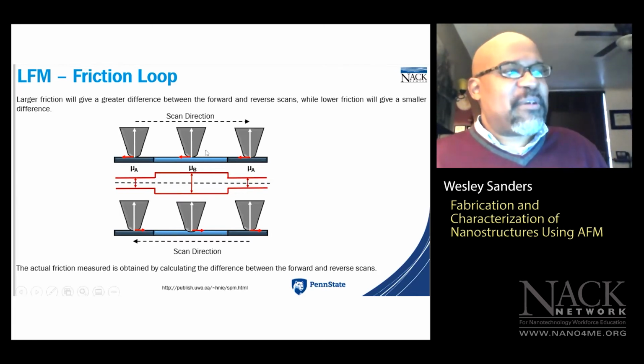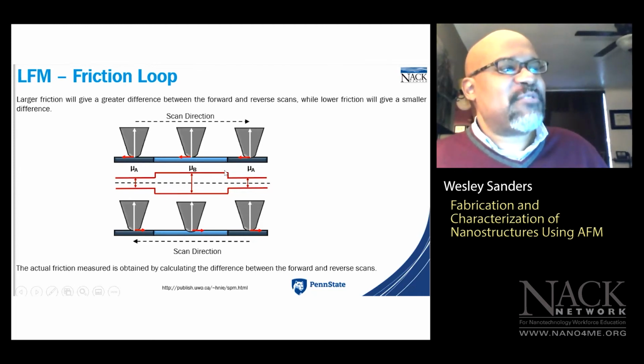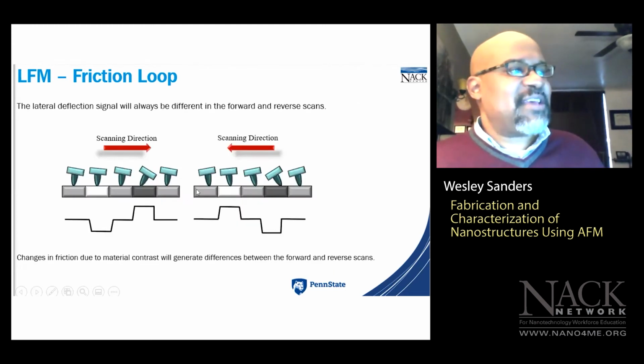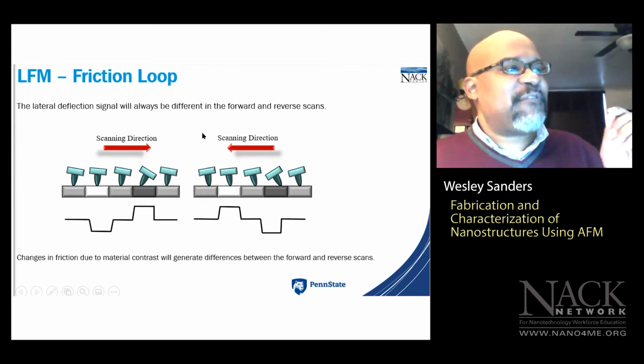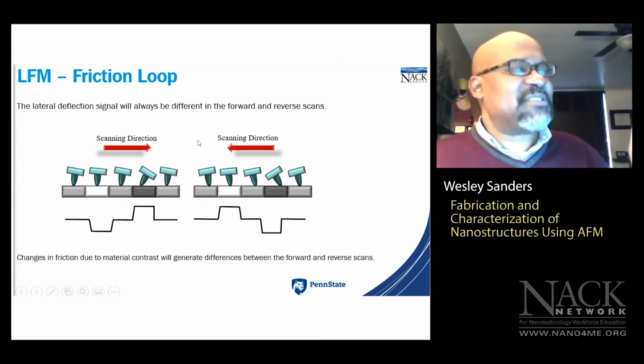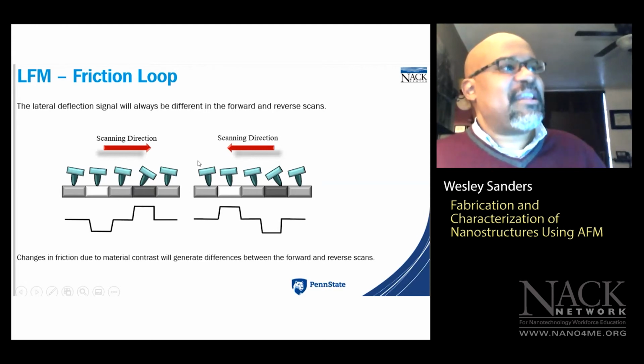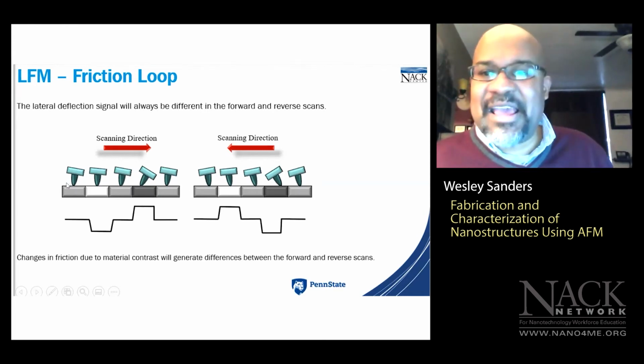So the friction loop, I showed you this earlier. In one direction, we have one particular response, and then when we scan in the opposite direction, we have a different response. Now, why is that? As the tip is skating across the sample surface during an LFM scan, you'll notice that the forward direction and the reverse direction will never be the same.